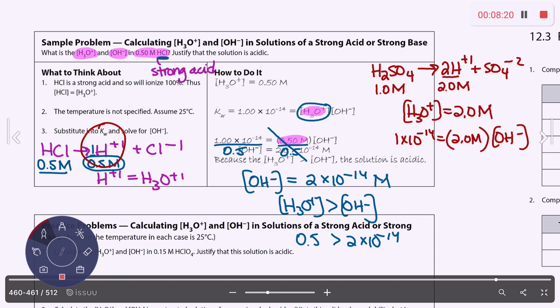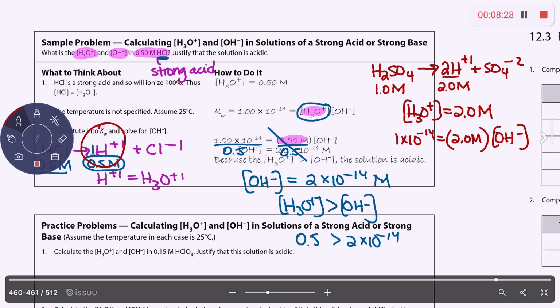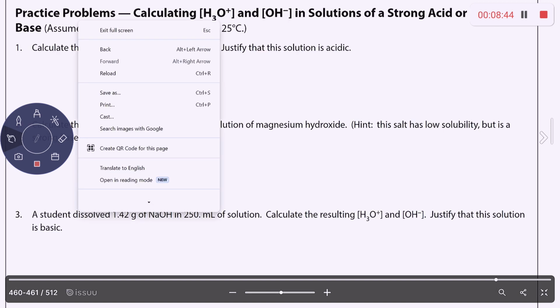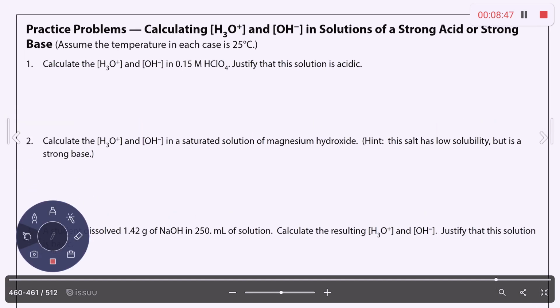Okay. Let's come down to the practice problems. Let's look at number 1. Okay, so for number 1, it says calculate the hydronium ion concentration and the hydroxide ion concentration in 0.15 molar HClO4. You need to know if HClO4 is strong or weak. Look back in the previous section. You tell me. Strong? Awesome. Okay, so this is a strong acid. So that means that it completely ionizes.